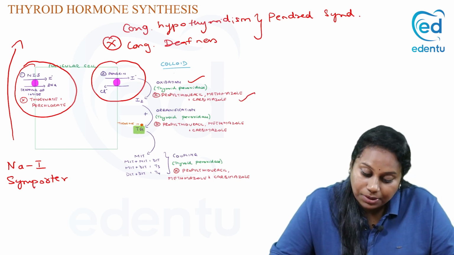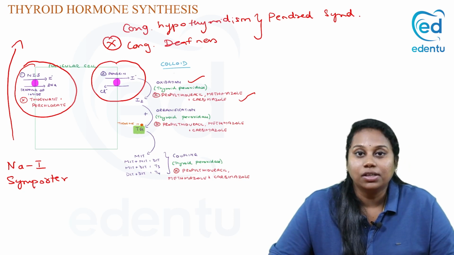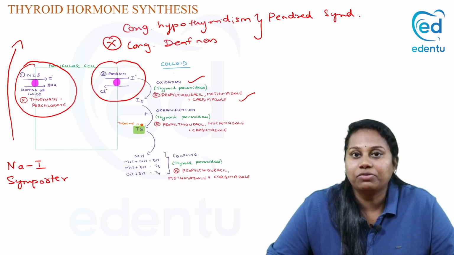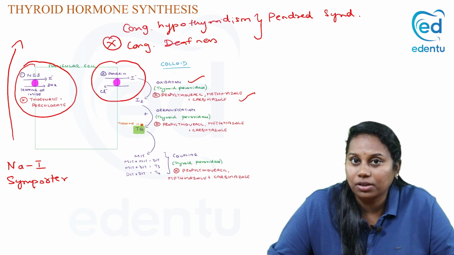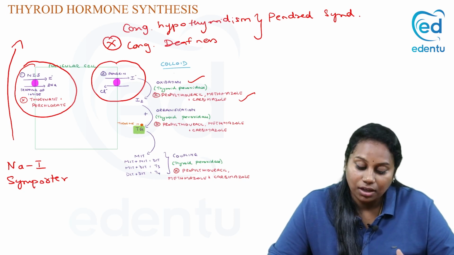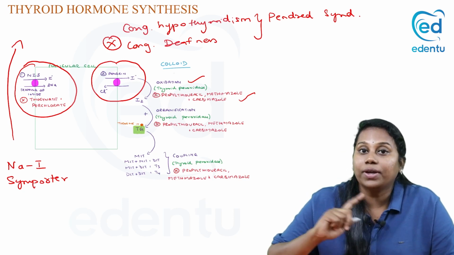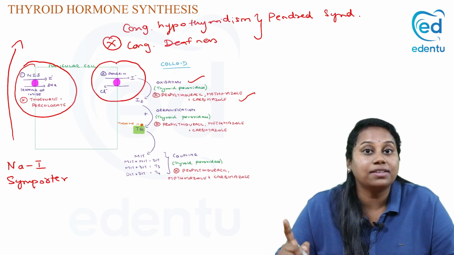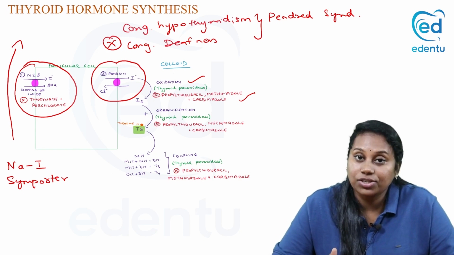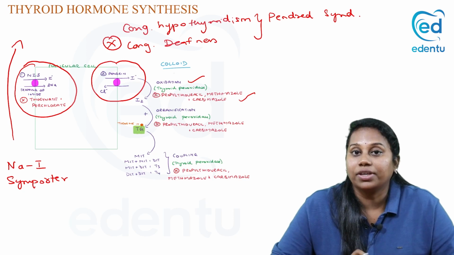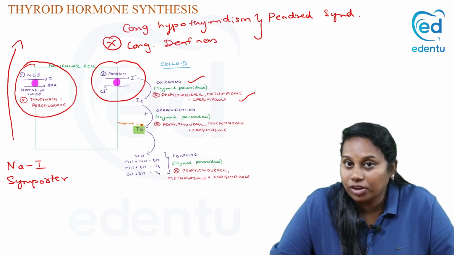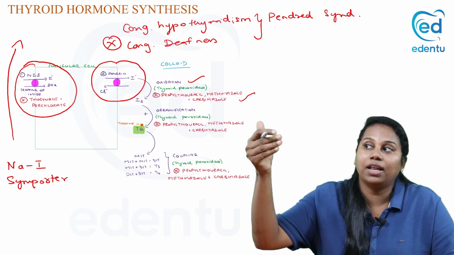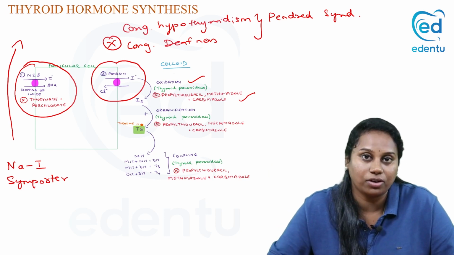Propylthiouracil, methimazole, and carbimazole. So where do you use these drugs? If a patient has more and more thyroid hormone synthesis, if you give them these drugs, they will quickly block thyroid peroxidase. If the enzyme is blocked, this oxidation step will be blocked. So the entire mechanism of synthesis of thyroid hormone will be blocked, thereby helping to bring down the levels of thyroid hormones.